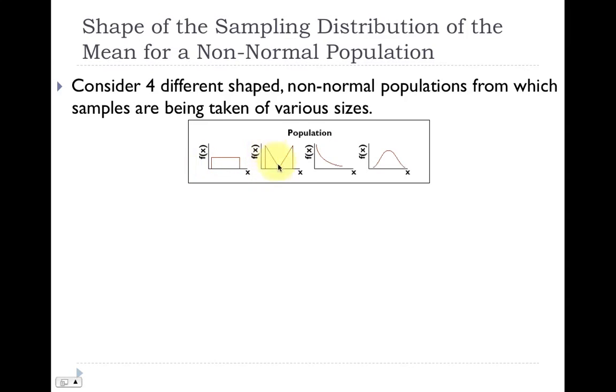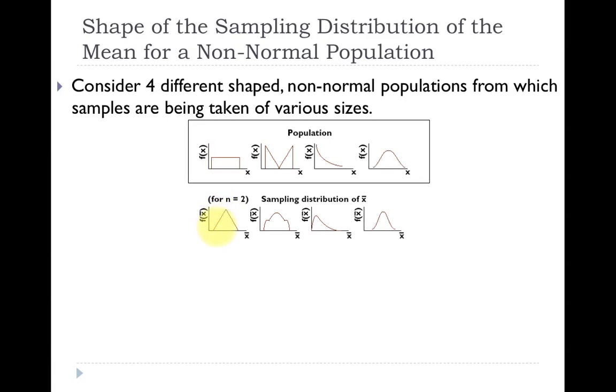This looks like a bimodal distribution. This one is a reverse J-shaped distribution. If we take from this population and take samples of size 2, the resulting sampling distribution takes on a shape that appears like the following.